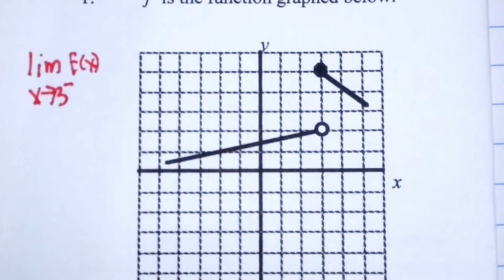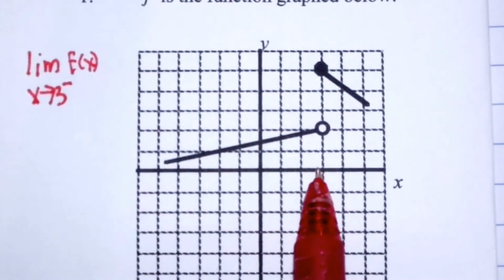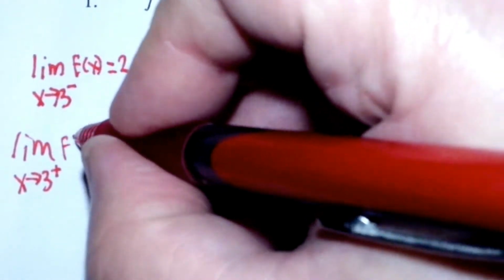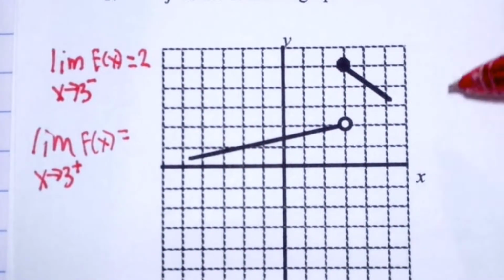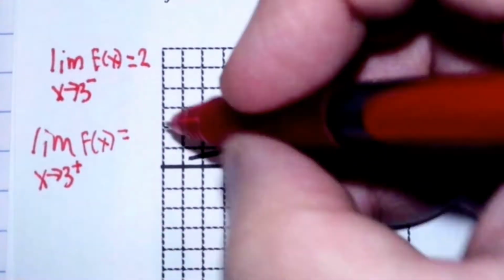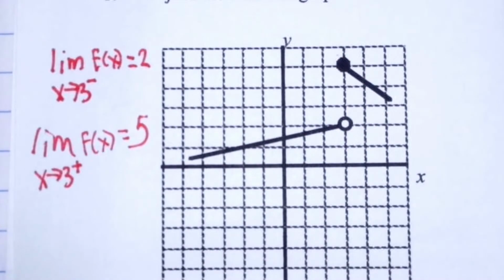So if we want to find the limit as x approaches 3 from the left, we are talking about from this direction, so on the left side of 3. In that case, the y values are headed toward 2, and the limit as x approaches 3 from the right of f of x, so that's from this direction, that would be 5. Because as we approach 3 from the right, the y values are headed toward 5.